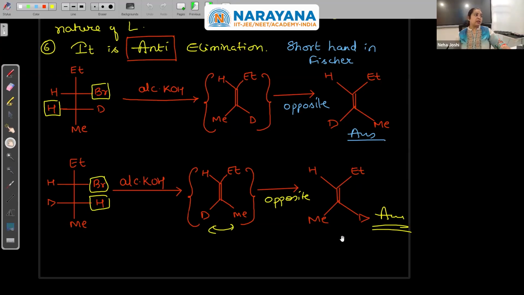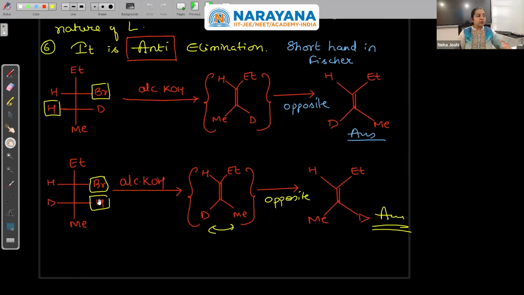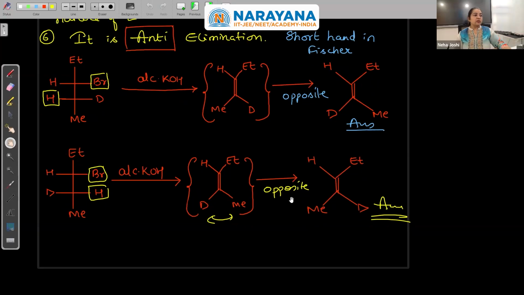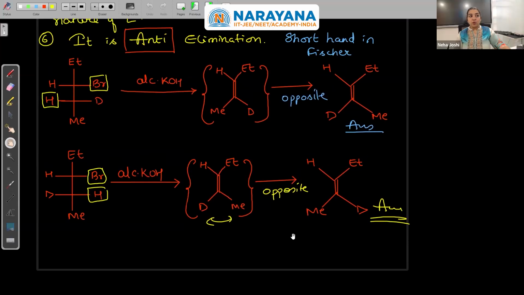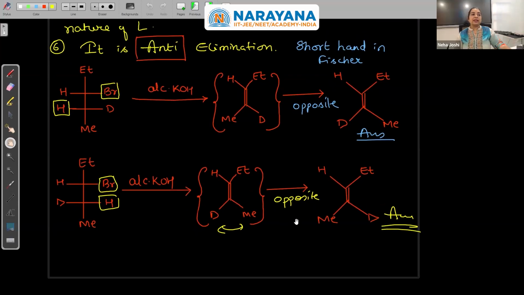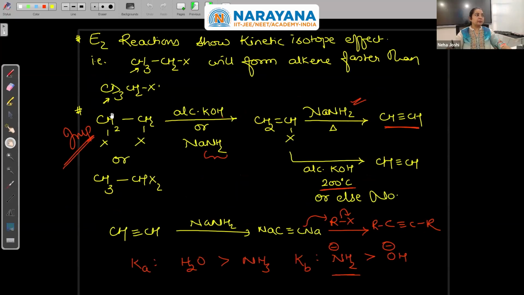Okay. But if these two groups are on one vertical and one horizontal, then you can go by the same answer. No need to do the interchange. Okay, that is the shorthand. If they are both on horizontal or both on vertical, then you have to give the opposite, the interchanged answer. If one is horizontal and one is vertical, then whatever you are getting is the final answer. You can go by that.